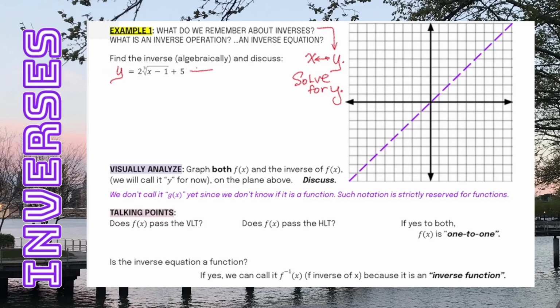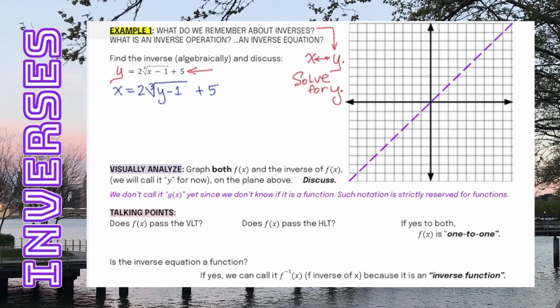So here is my original equation. And when I switch x and y, my inverse, I'm going to use blue now. So I'm going to have x equals 2 cubed root of y minus 1 plus 5. And now I'm going to find the y value. I'm going to get y alone.